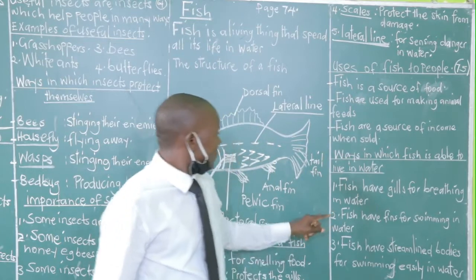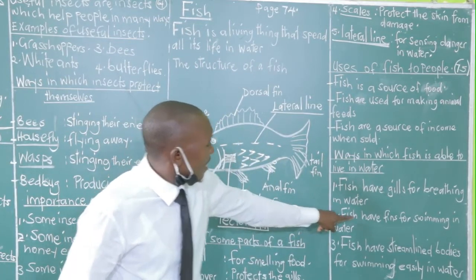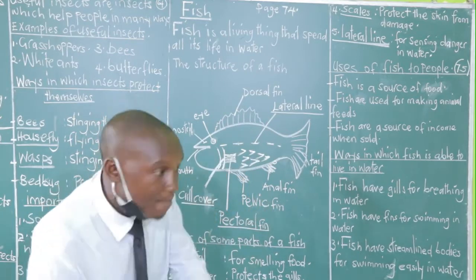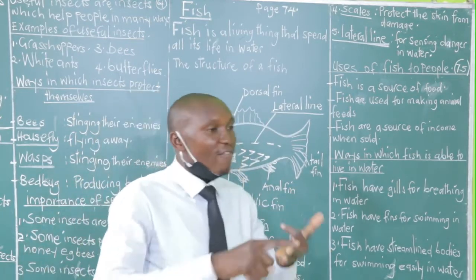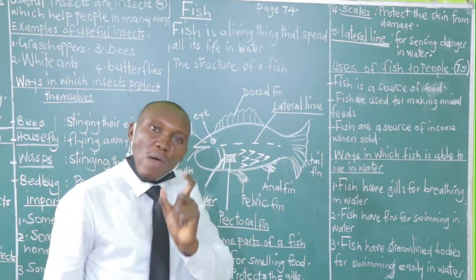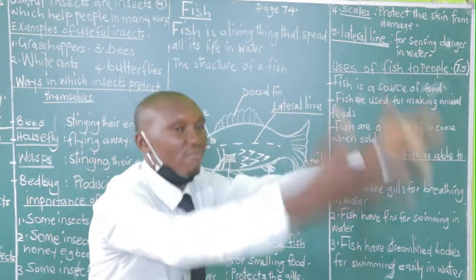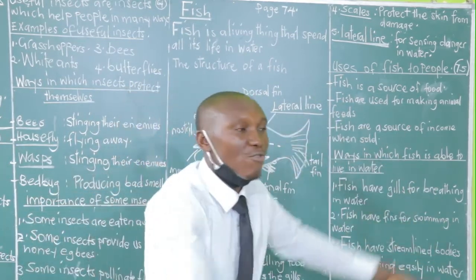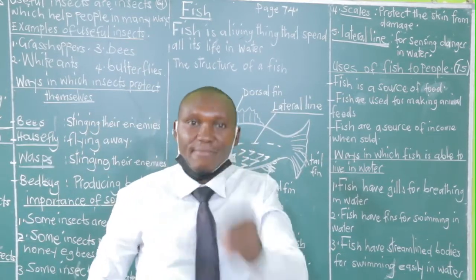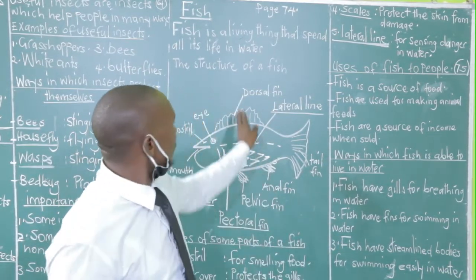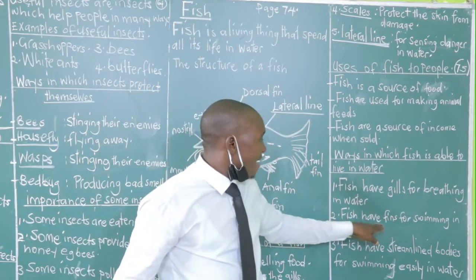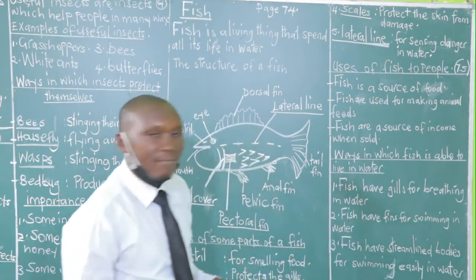Next, we looked at fish have fins. These fins, I told you the other time, we have pectoral fin, we have pelvic fin, we have anal fin, we have tail fin, we have dorsal fin. Those ones are used for swimming in water. For you, when you go swimming, you use the hands and the legs. But a fish uses 5 parts for swimming, and all of them are fins. Therefore, fish have fins for swimming in water.